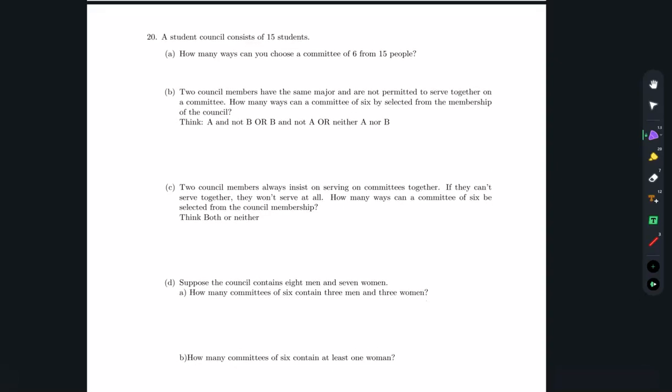When we're looking for people on a council, order doesn't matter. It doesn't matter what order you pick them in. So how many ways can we choose a committee of 6 from 15 people? One way of saying that is 15 choose 6, or combinations of 15 choose 6. And this is a fine way to leave your answer. You don't need to go figure out what the numbers are.